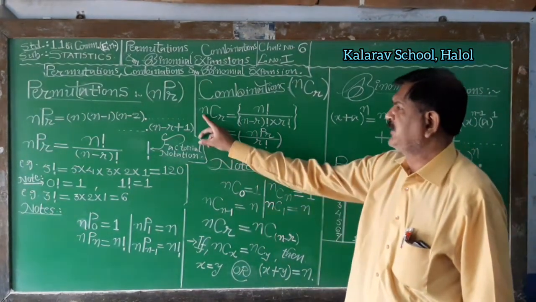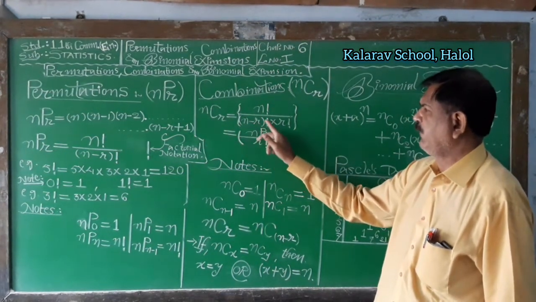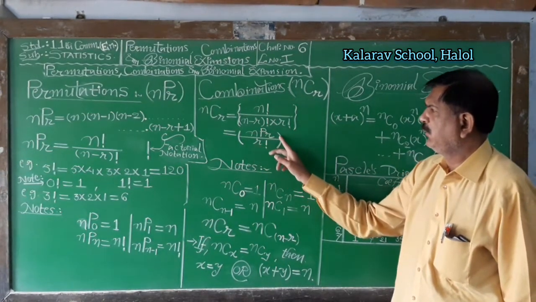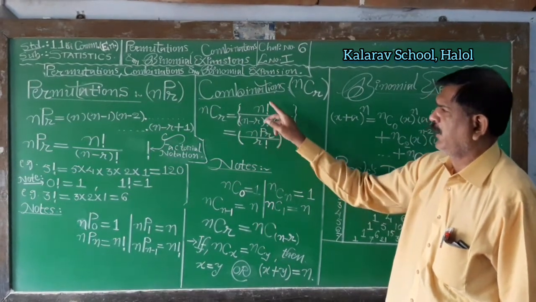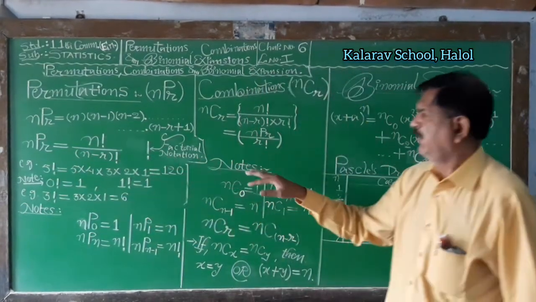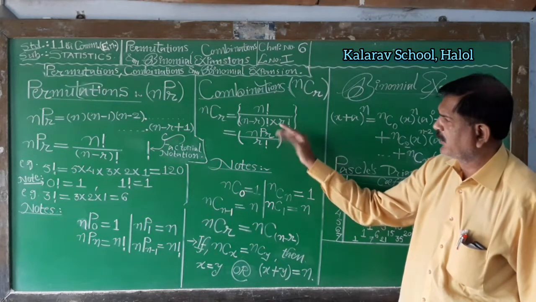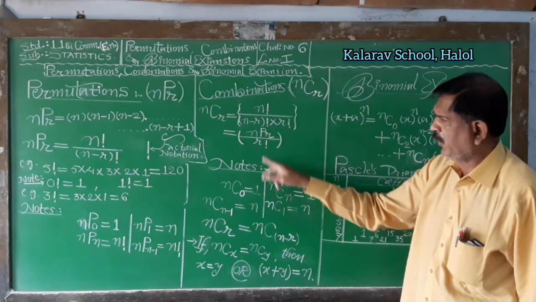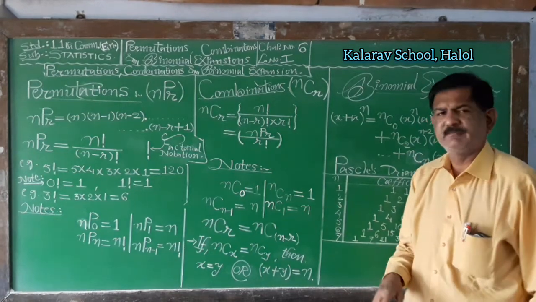Combination formula: nCr is given by n factorial upon (n-r) factorial into r factorial, or further it is given by nPr upon r factorial. See, in the formula of nPr, n factorial upon (n-r) factorial, the only remaining thing is r factorial in the multiplication in the denominator. Therefore, it is also given by nPr upon r factorial. It is the formula for computing nCr.